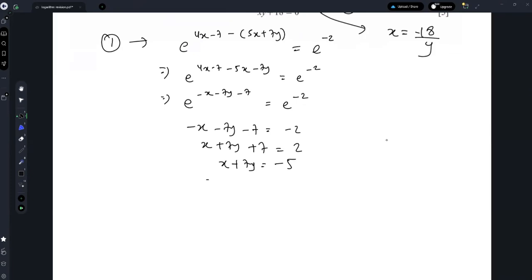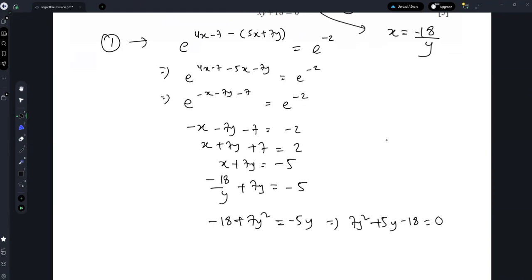So we can write this as 18 by y plus 7y equals minus 5. Therefore we get minus 18 plus 7y squared equals minus 5y. So we get 7y squared plus 5y minus 18 equals 0. So therefore we get 7 times 18.